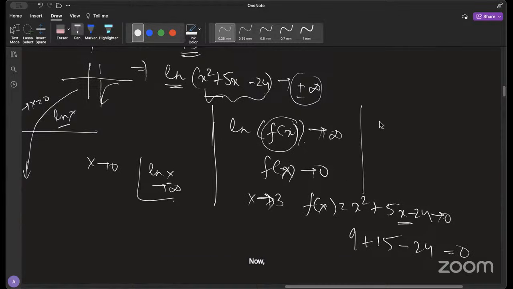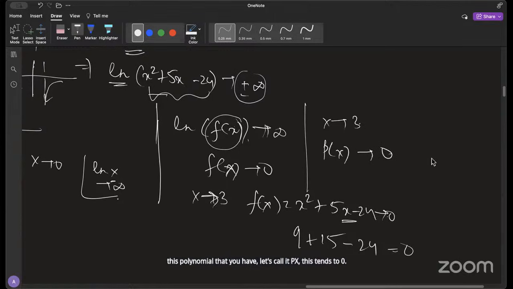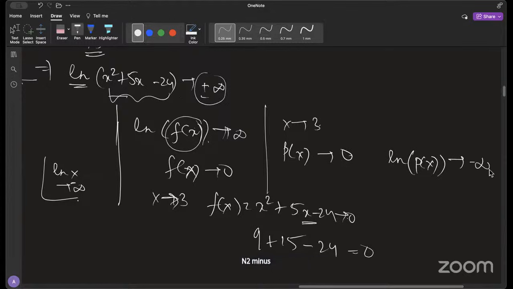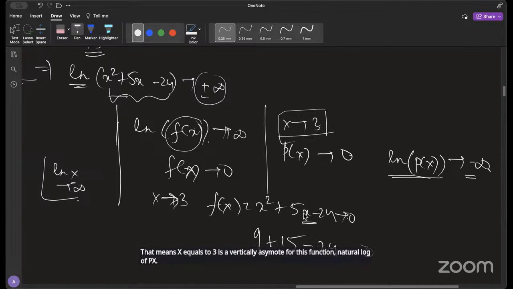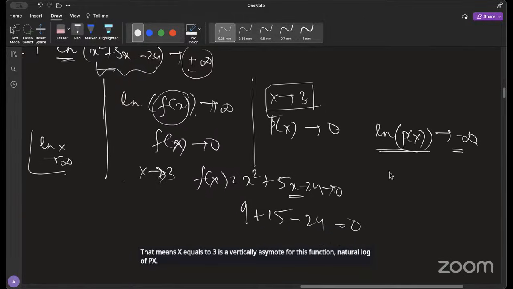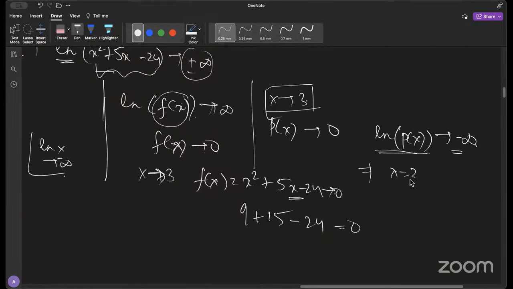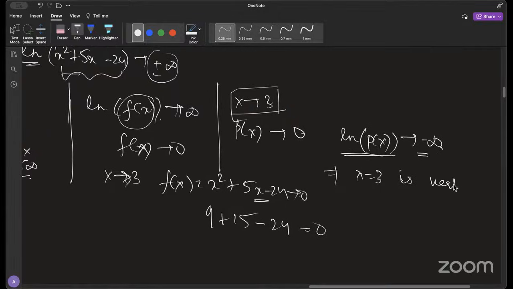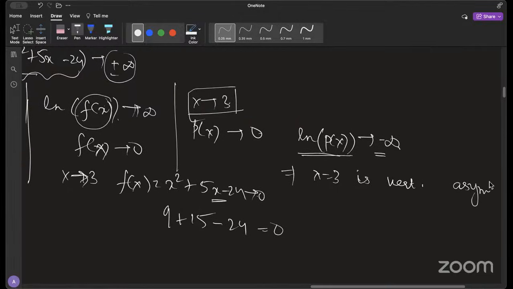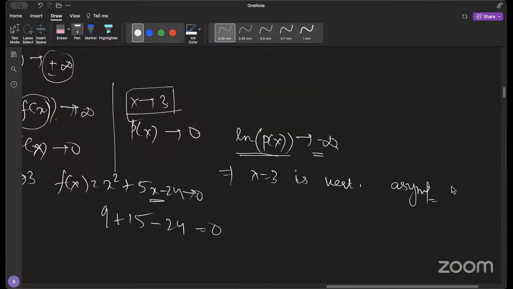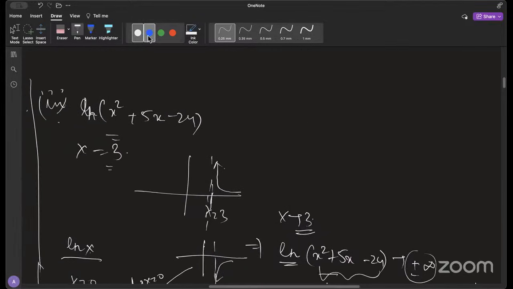Now it's like this. Your x tends to 3. That means this polynomial that you have, let's call it p(x), tends to 0. That means your natural log of this polynomial tends to minus infinity, right? That means x equals 3 is a vertical asymptote for this function, natural log of p(x). That means this option is correct.